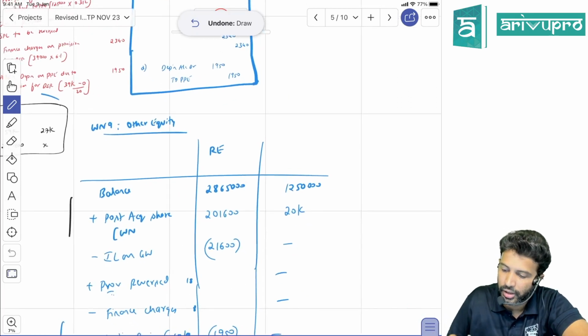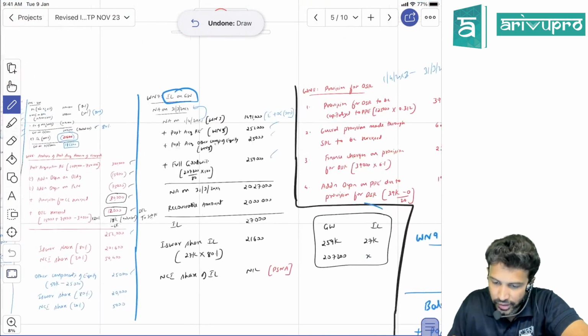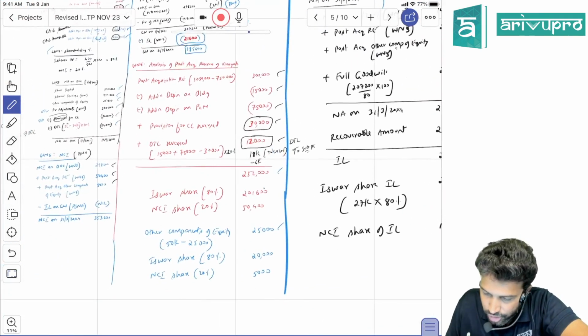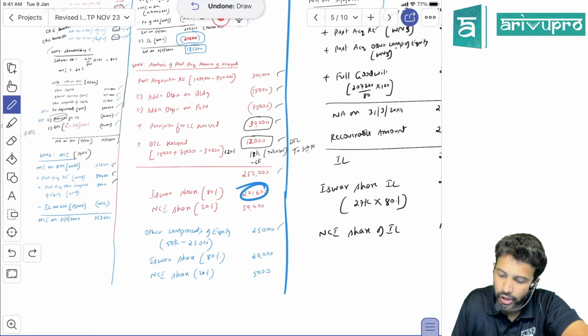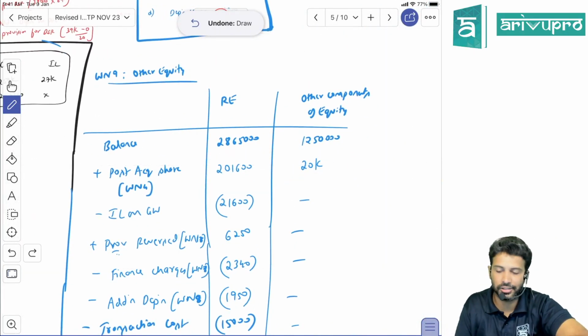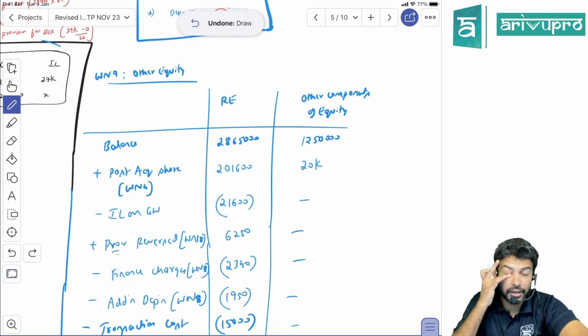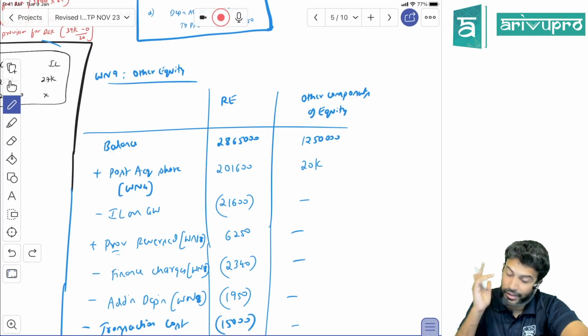So copy that number. Okay, this is given. Then post acquisition profit of subsidiary company, we have some working note here. Post acquisition issuer's share is 201,600 and 20,000 here. So 201,600 and 20,000 add, because this is post acquisition profit of subsidiary. Then do we have any impairment loss on goodwill? Yes, we calculated in the above working note, 21,600. Entirely parent will bear it because NCI is valued under the proportionate share of net assets basis.